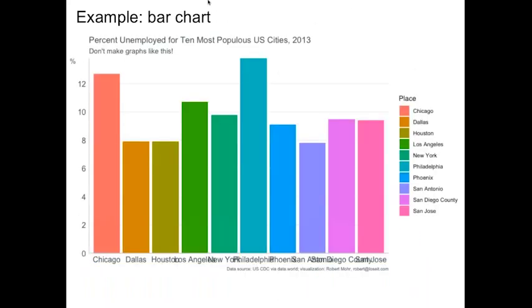So here's the example that we're going to use. This is the percent unemployed in the 10 most populous cities in the United States in 2013, which just happened to be the latest data available in the data set that I grabbed.